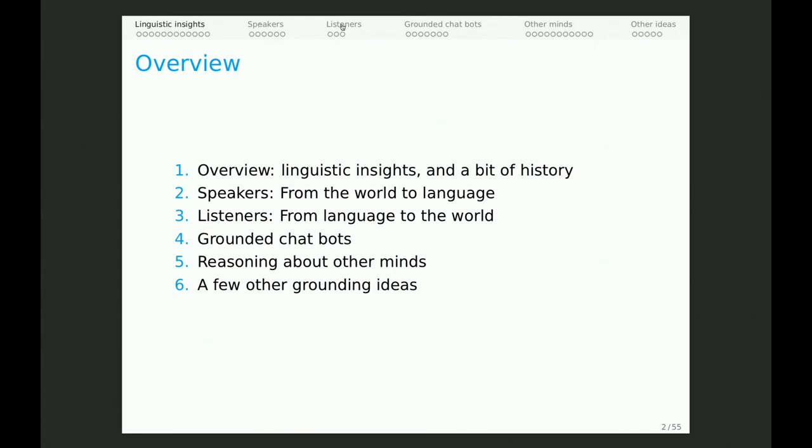Then the listener view is the converse. Somebody gives you a color description and you need to make a guess about what color they're describing. That's interestingly different. The inputs are different and the output space is a little bit harder to deal with.